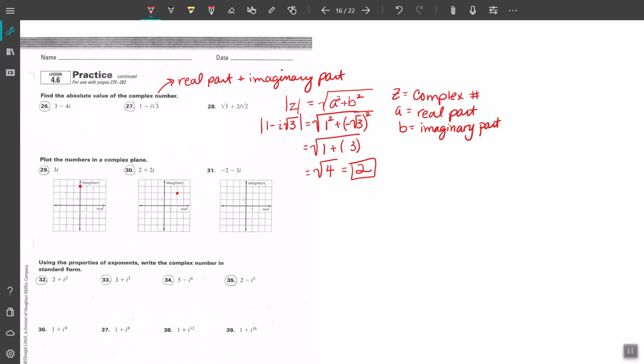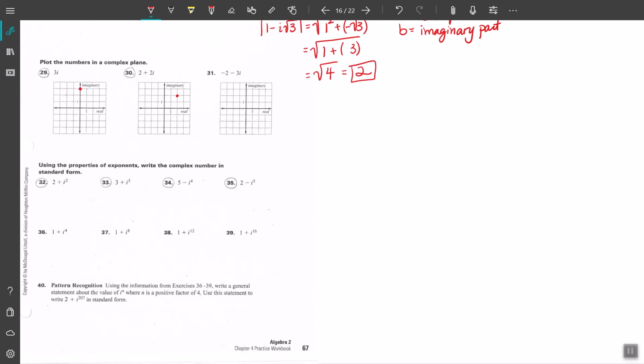All right, and then in our last 4 problems, they're asking us to use our properties of exponents to write those complex numbers in standard form. So in essence, what we're going to do is simplify it if possible. And in number 32, you see that you have an i squared. Well, again, we defined i squared as -1.